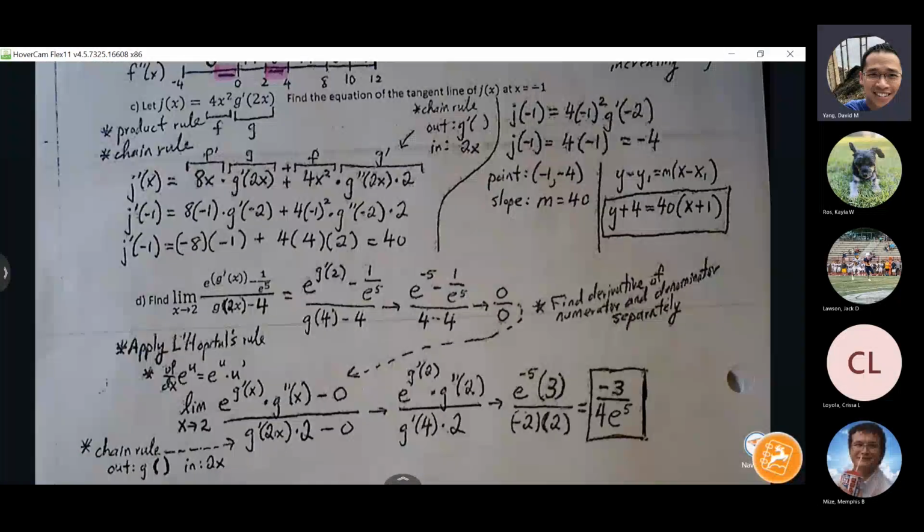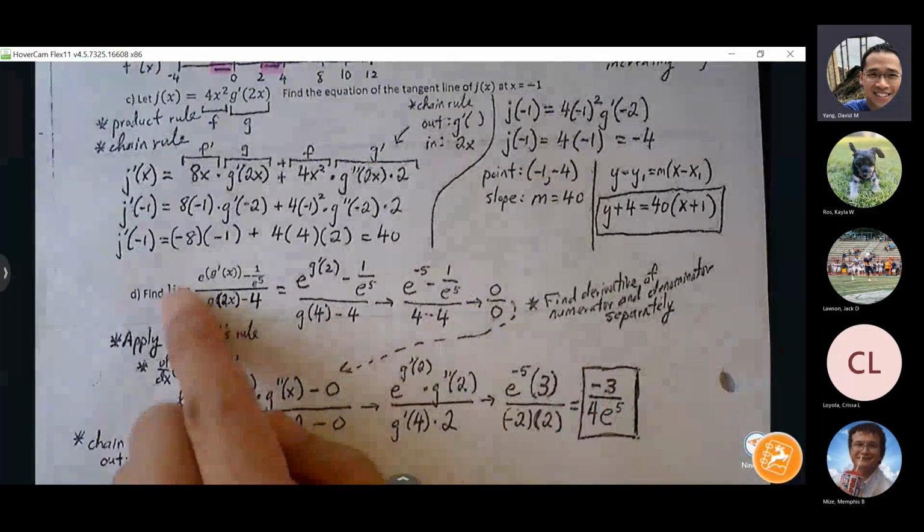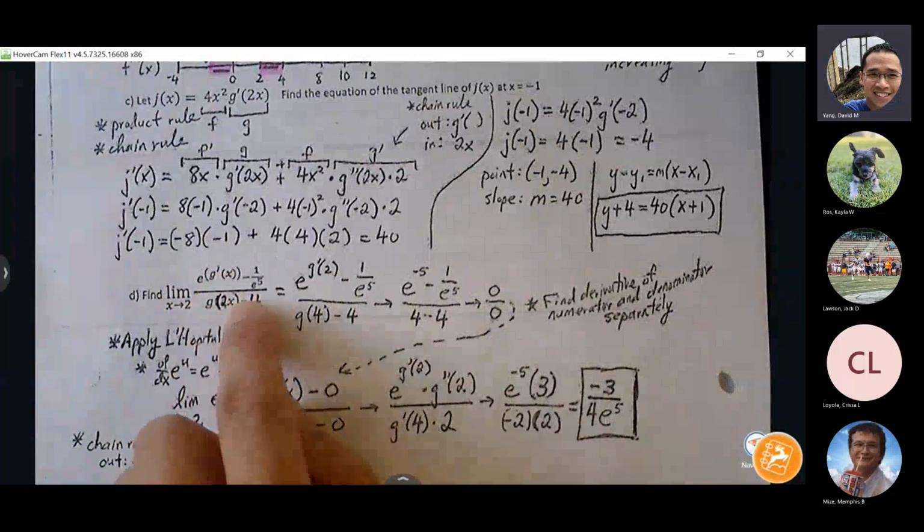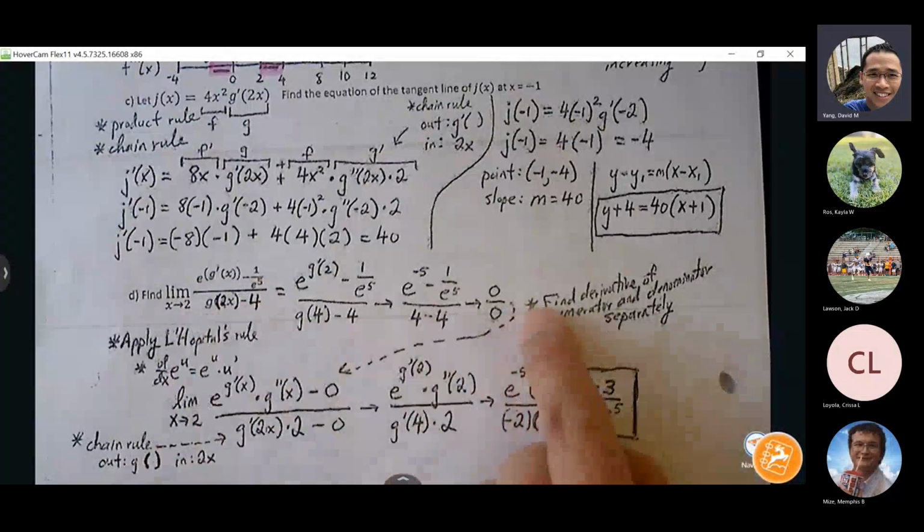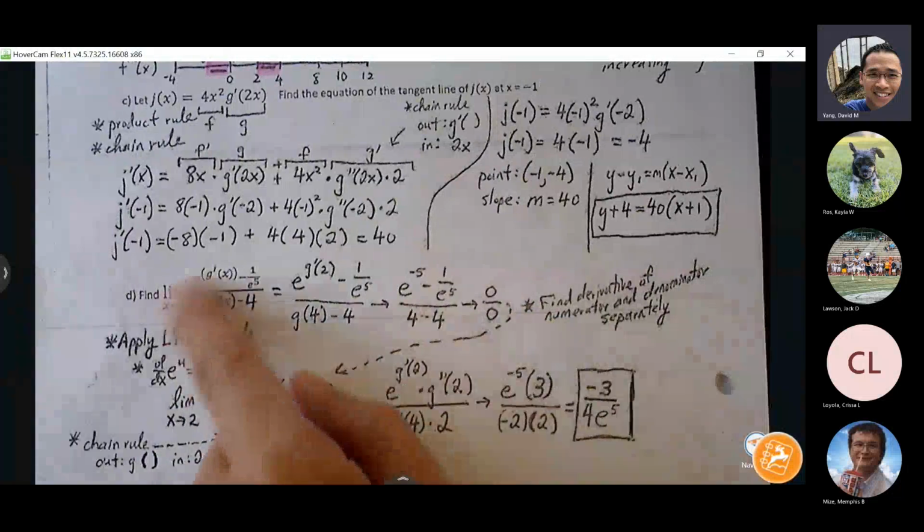All right, part D. This looks like it could be a L'Hopital's rule problem because it's such a messy limit problem. But the first thing we do is we have to first decide what's happening, right? We can't assume that it's L'Hopital's before, unless we get a 0 over 0. So let's see what happens.